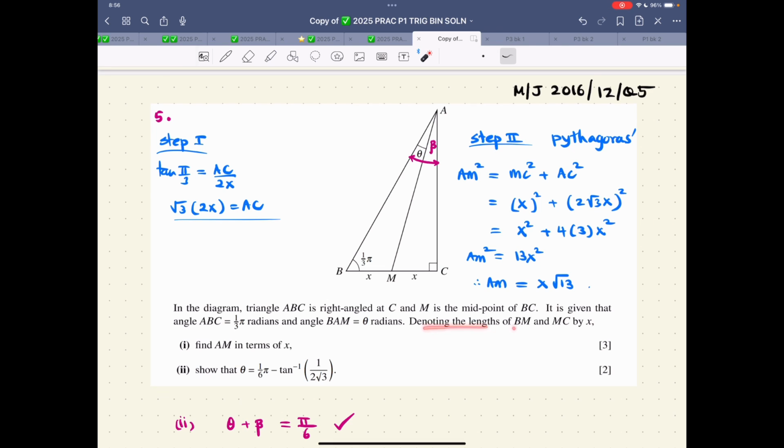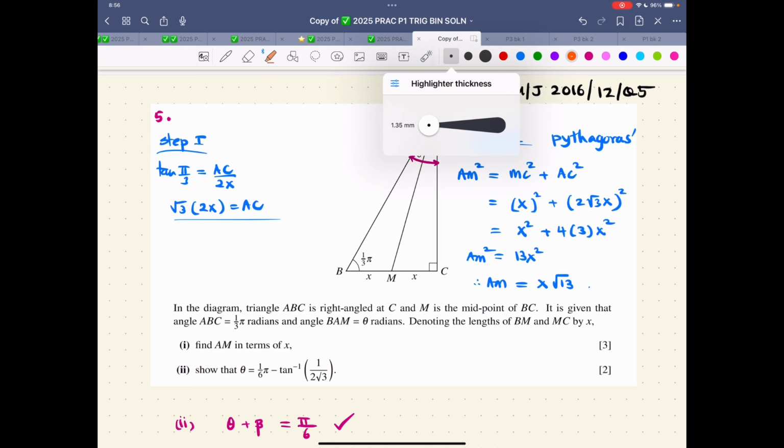Denoting the lengths of BM and MC by x, that's written. Find AM in terms of x. Find AM in terms of x. So now AM is this thing. Now this is a multi-step problem. First of all, you have the base. You can find the height using this angle. That is step number 1. Let me highlight this.